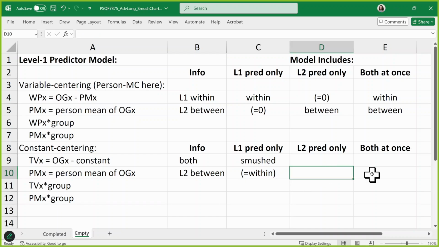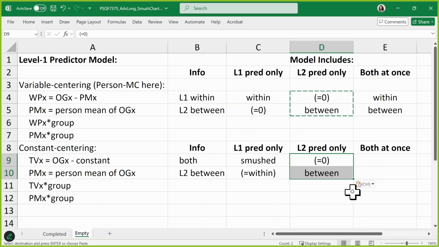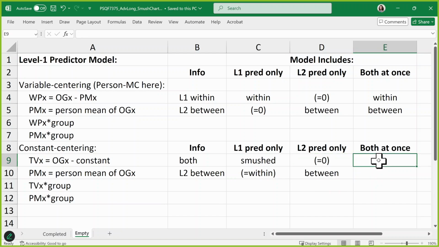Now, how about if I put in just person mean x all by itself? Well, it's the same variable. Yeah, so it works out to be the same thing as up here because it's just that variable all by itself. Now the both at once. The logic is when both of these variables are in the model at the same time, they compete against each other. They're correlated. TVX and person mean x are correlated. So each needs to have its unique effect controlling for the contribution of the other when they're both in the model at the same time.